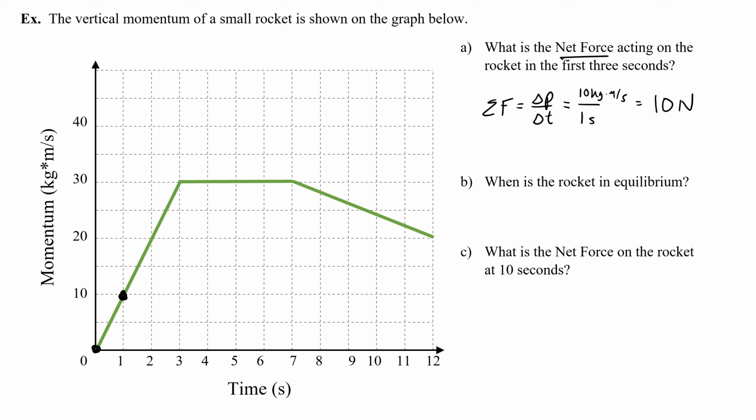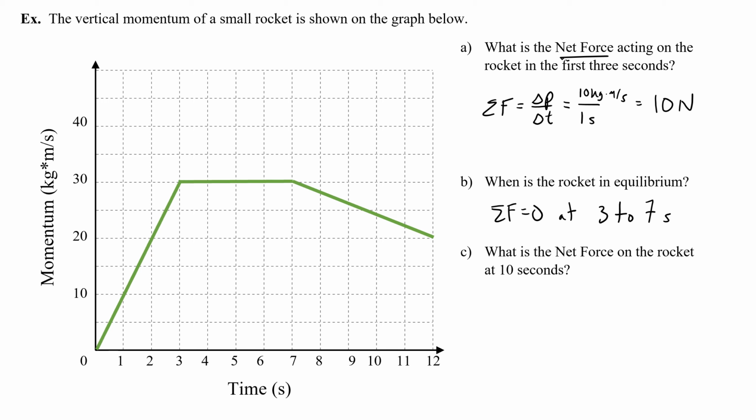Okay, great. When is the rocket in equilibrium? Well, the rocket is in equilibrium when the net force is 0. Remember that that's what equilibrium means. And so I'm looking for a section where the slope is 0. That would be this section from 3 seconds to 7 seconds. Here the slope is 0. It's flat the entire time. So 3 to 7 seconds.